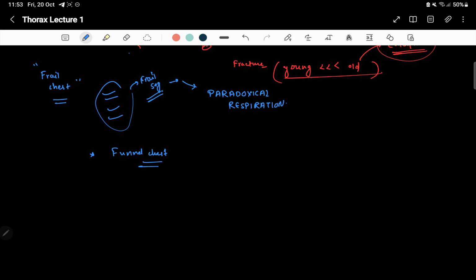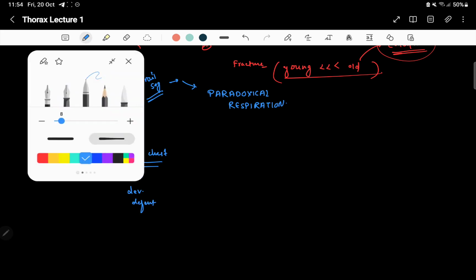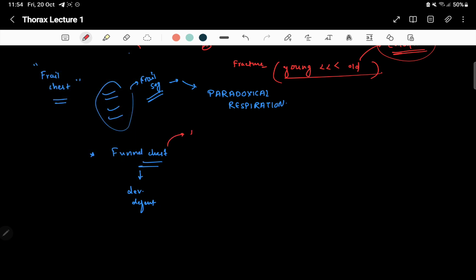Then we can have special varieties of chest like your funnel chest, that is pectus excavatum. That is a developmental defect. Funnel shaped chest is when the chest is compressed anteroposteriorly. Let's say this is your chest, then it is compressed like this, anteroposteriorly. It is the anterior and posterior side.